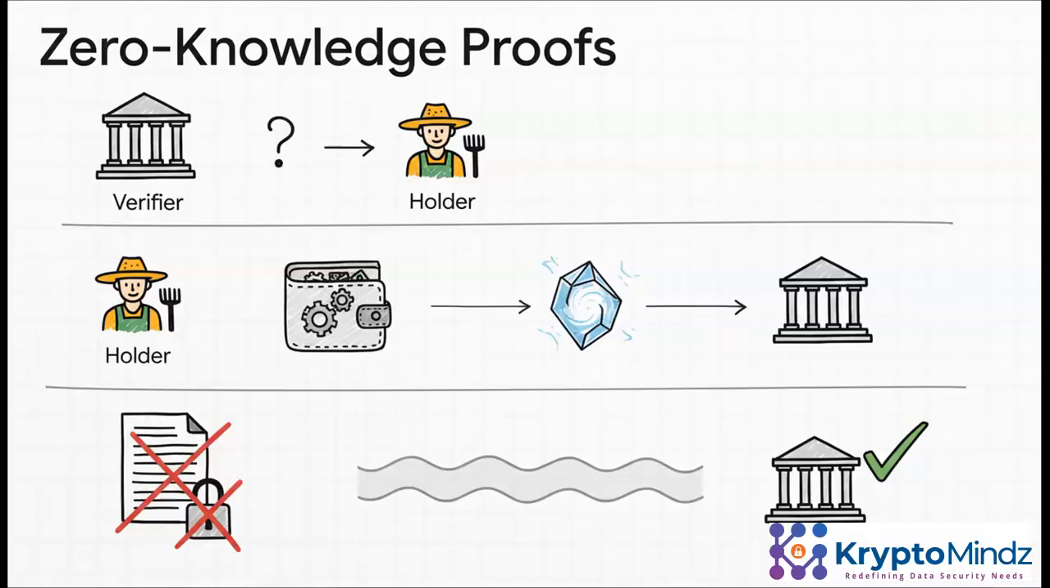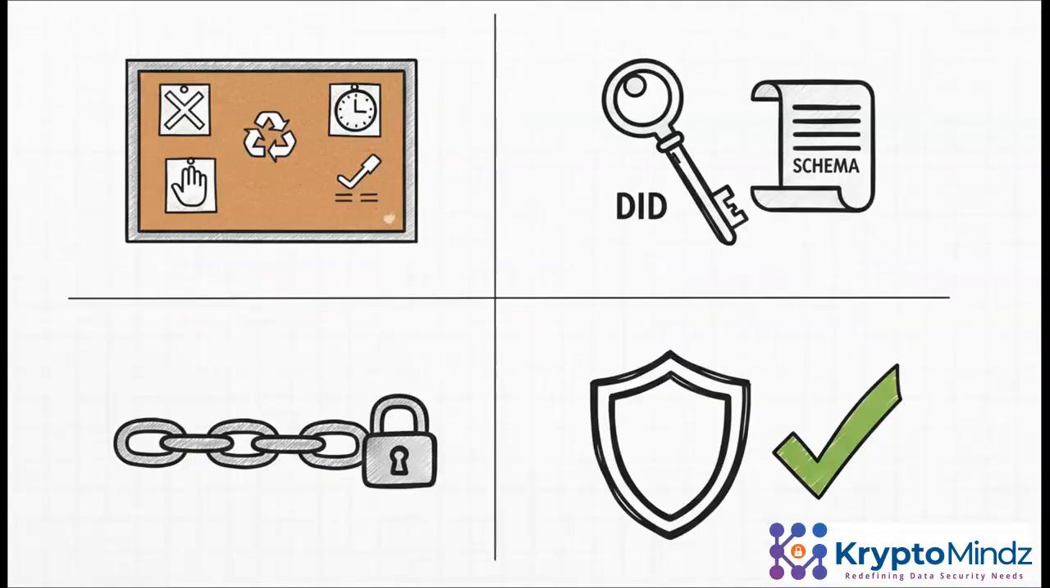The farmer's wallet can generate a tiny, elegant mathematical proof. This proof basically says, hey, I can prove to you that I have a valid organic certificate that was signed by the ministry's public key, and it follows the public schema on the ledger. The bank can check the math on that proof, and it's perfect. But here's the amazing part. The bank learns that the farmer is certified, and nothing else. Not their name, not their farm size, not the date it was issued, zero extra knowledge. It's brilliant.